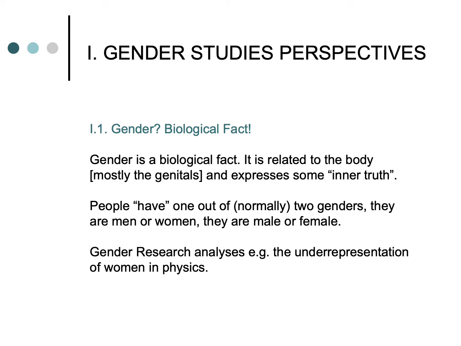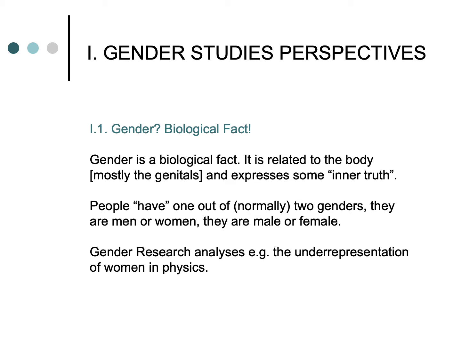Many people think gender is a biological fact. It is related to the body, actually not the whole body, but mostly the genitalia, and more precisely, male genitals. And this gender expresses some inner truths. So people have one out of normally two genders. They are men or women. They are male or female.